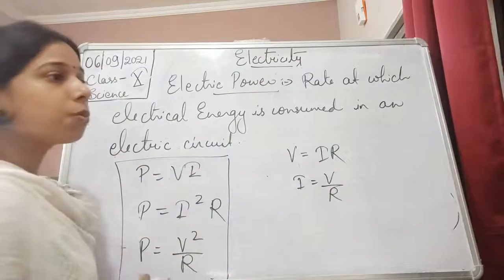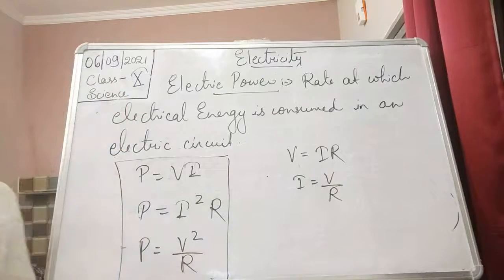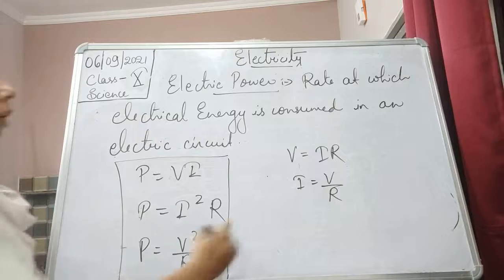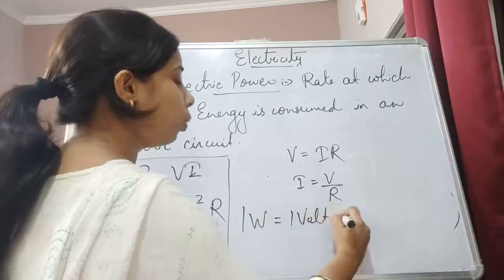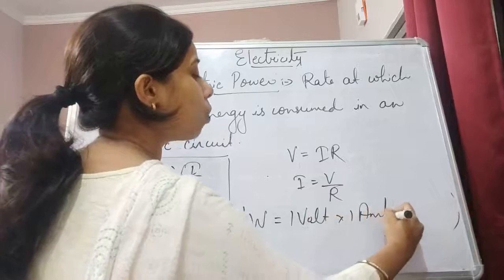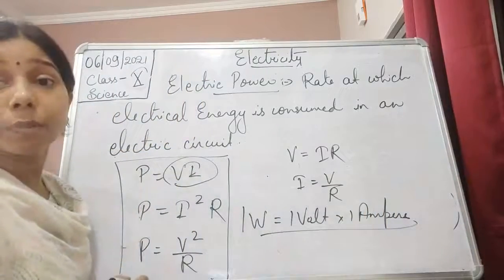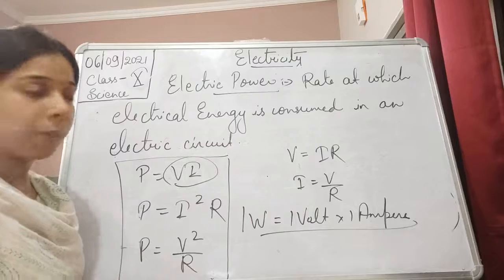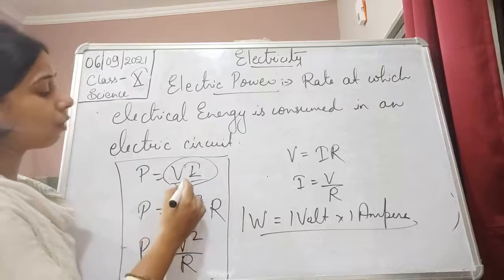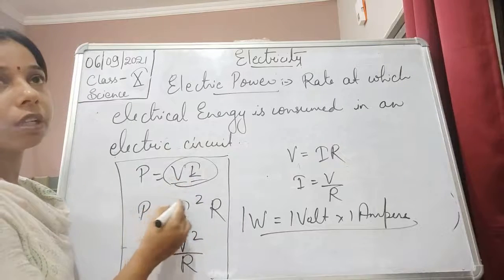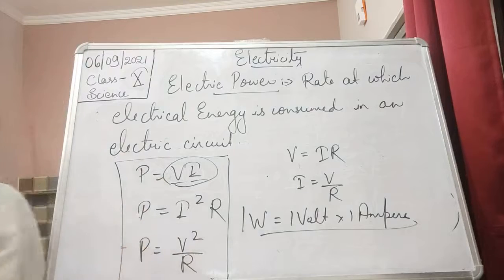Now the SI unit of power is watt. So here also we are going to use the watt only, and 1 watt is equal to 1 volt into 1 ampere. So out of these three, if any two are known to us, we will be able to find the value of power. So if the value of the voltage and the current is given and you have to find the power, with the help of this formula we will be able to find it.